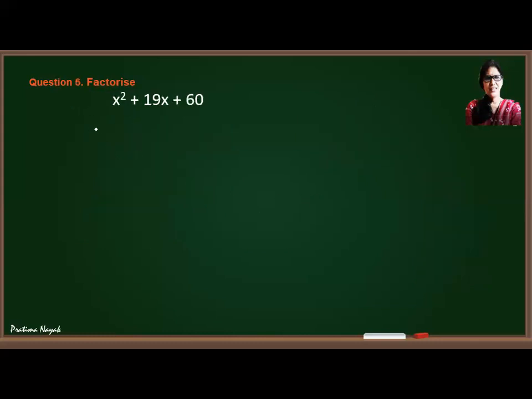Question number 6. X square plus 19x plus 60. So think of two numbers whose product is 60 and addition is 19. Can you think of? Yes, you can. The number should be less than 30. Then I won't go for 30 into 2 because 30 plus 2 will not be 19. Then you will go for 15, 15 4 times is 60. By trial and error method, you have to get it this way, how I am doing.